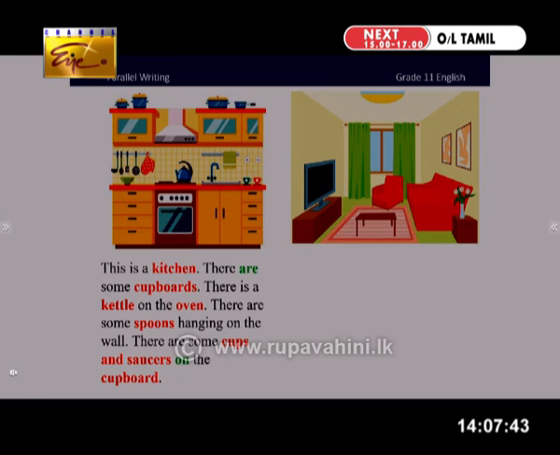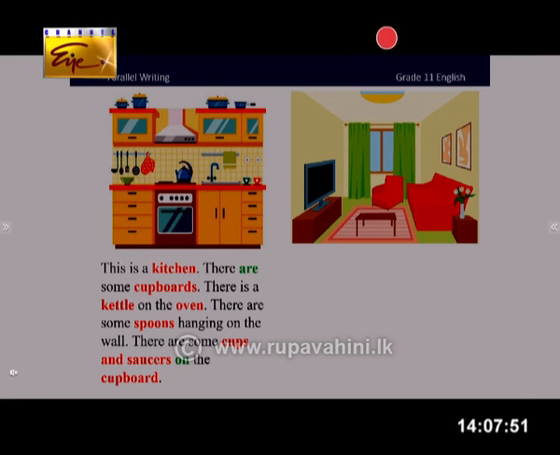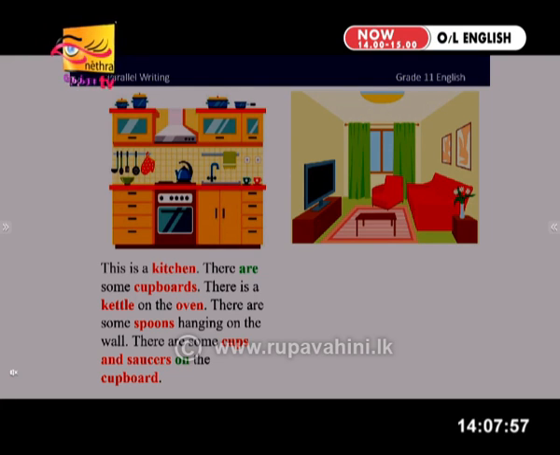It's just a matter of keeping the layout and changing the content according to the second picture, which is a living room. Hope the picture is clear, and I hope you are familiar with what you see there in a living room. A common place where we like to spend our time leisurely.